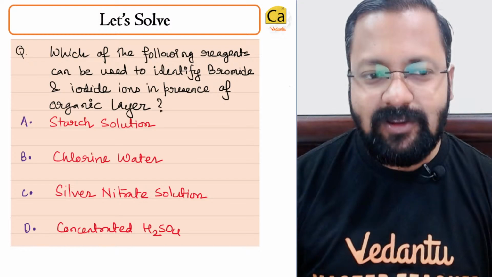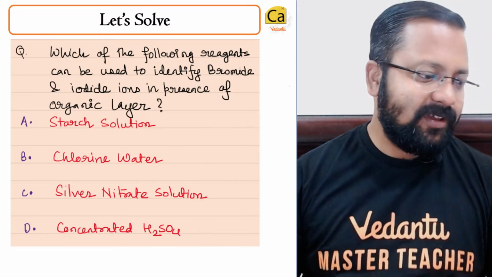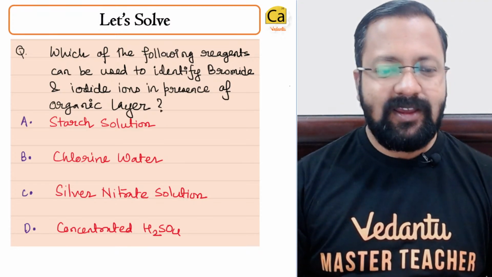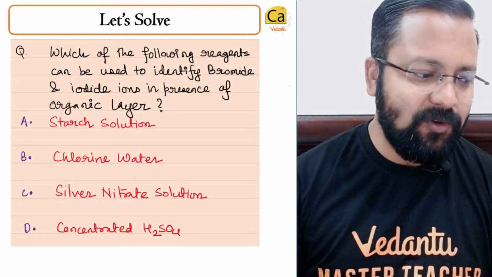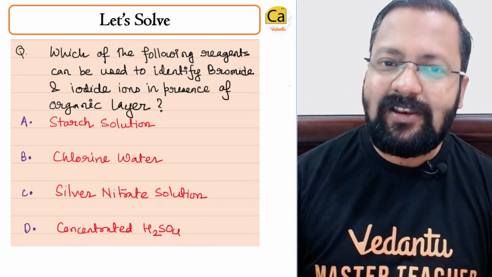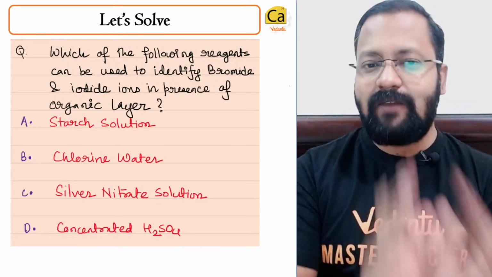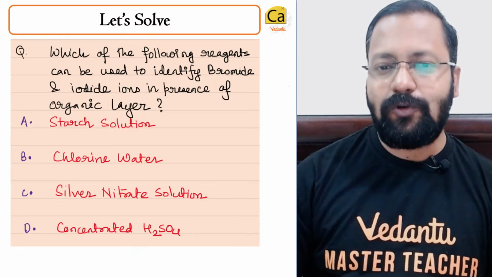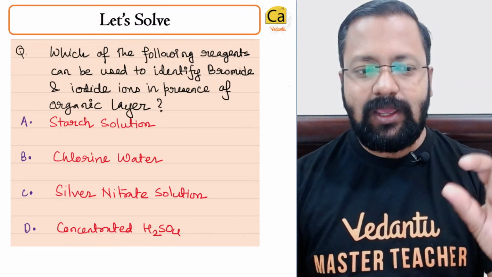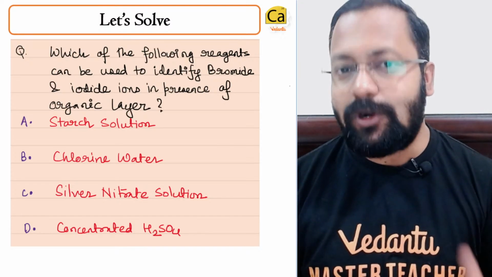Akanksha, no, it's not starch solution. Rahul Madhav, it's not starch solution. We had discussed this earlier, and perhaps you have forgotten. Guys, in qualitative analysis you have to be very thorough if you want to do well. What you do is take the bromide salt or the chloride or iodide salt and you treat it with chlorine water.